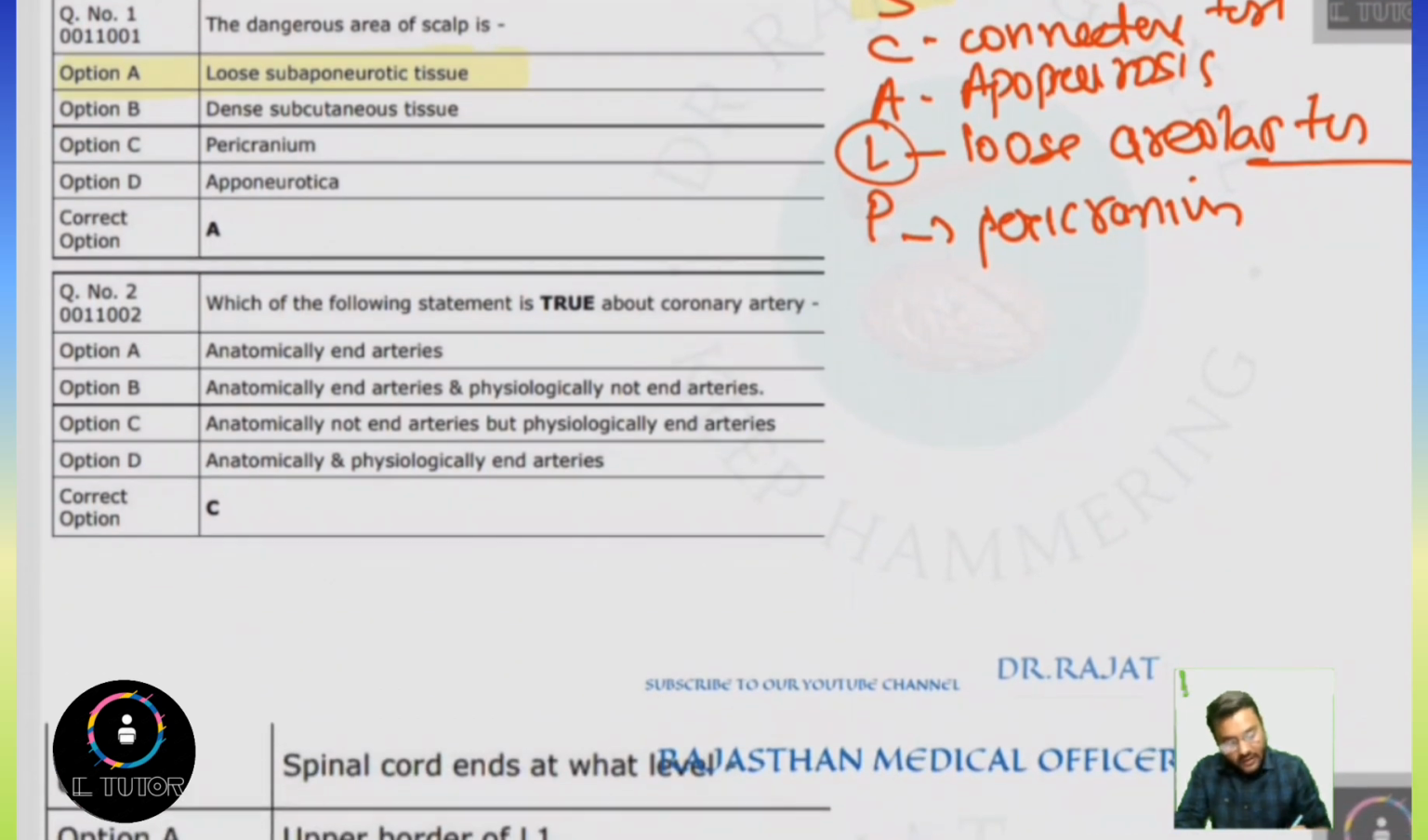Which of the following is true about the coronary artery? So coronary arteries are anatomically end arteries but physiologically not end arteries. This is not true. Anatomically not end arteries but physiologically end arteries. Yes, this is true. Why? Because they supply a specific region.